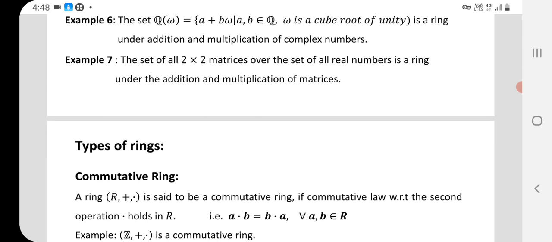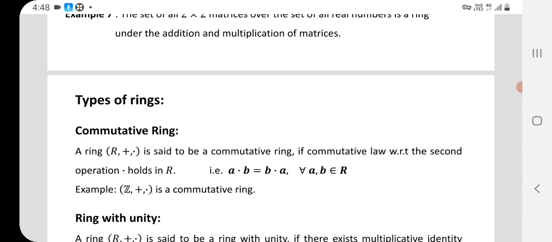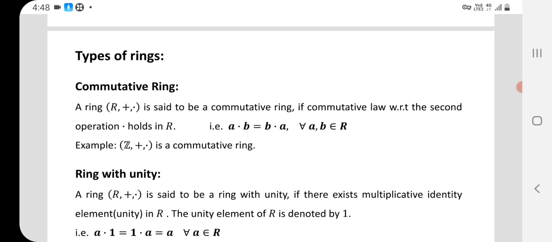Next, types of rings. The first one, commutative ring. A ring is said to be a commutative ring if the commutative law with respect to the second binary operation, multiplication, holds in R. That is, A·B equals B·A for all A and B belonging to R. Example, the set of all integers is a commutative ring under the binary operation multiplication.